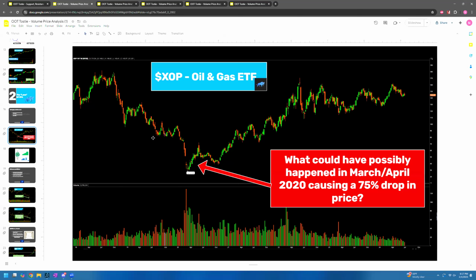For example, if we look at the oil and gas ETF, notice how in March of 2020, we saw a significant drop in this oil and gas ETF representing the price of oil and gas. What could have possibly happened in March or April 2020 which would cause this ETF to drop 75%? Obviously, COVID, right? As the demand for gasoline goes down, the price of gas is going to go down as well. And as demand rebounds, the price goes up as well.